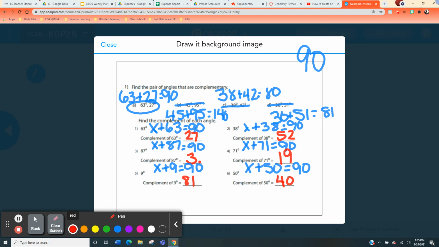Okay, so we went ahead and made our equation for each of these, and we solved. So again, if you have any questions or need any help, make sure to let me know.